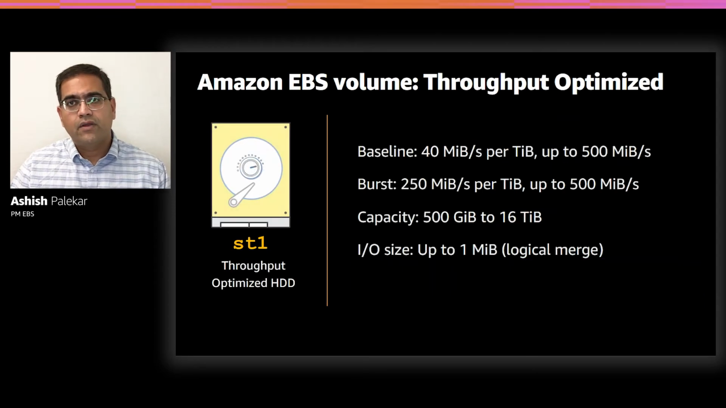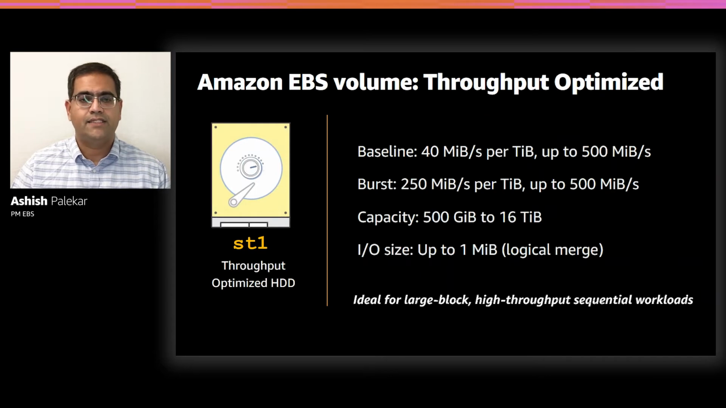So now let's take a look at our other HDD-based volume, which is ST1. We call it throughput optimized. It comes with a baseline throughput and burst that take it up to 500 megabytes per second. From a capacity standpoint, it also goes, much like SC1, from 500 GB to 16 terabytes. And it is really designed for large block, high throughput sequential workloads.